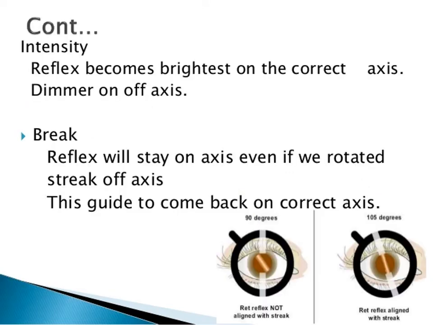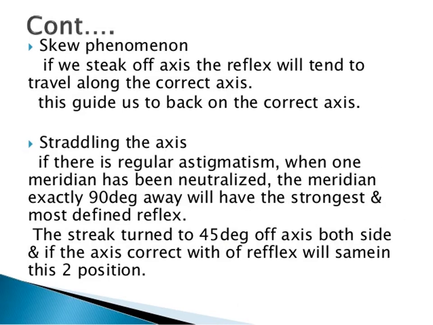Intensity: the reflex becomes brightest on the correct axis, whereas it becomes dimmer off axis. Break: the reflex will stay on axis even if we rotate the streak off axis. This guides us to come back to the correct axis. The skew phenomenon: if we streak off axis, the reflex will tend to travel along the correct axis. This guides us to get back on the correct axis.